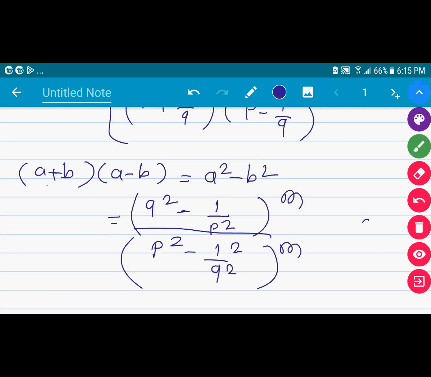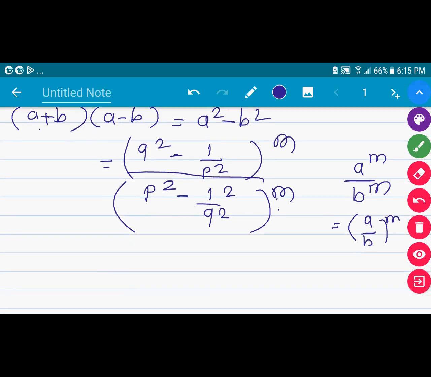Again, the division formula shows if a raised to m and b raised to m, then we can say (a upon b) raised to m. So here also we can take the exponent common out. So here we have to make the denominators common. Okay, for the denominator, what will we do? We will multiply the top and bottom by p square, and here by q square. So what will our equation be? p square q square minus 1 upon p square, q square minus 1.